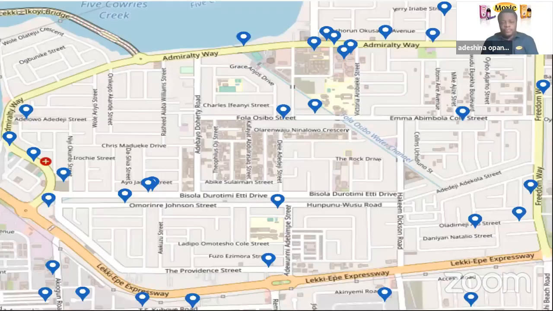And so, okay, this is the geospatial map of Lekki Phase 1, and the blue spots you have there are the pharmacy locations in Lekki Phase 1.